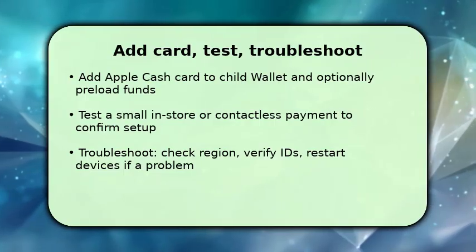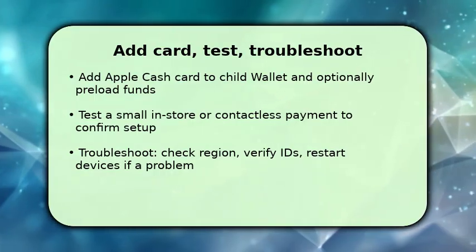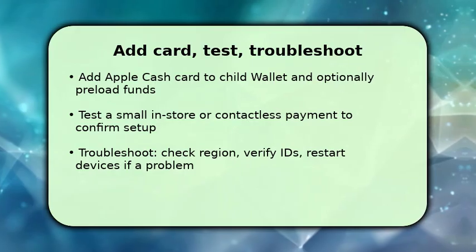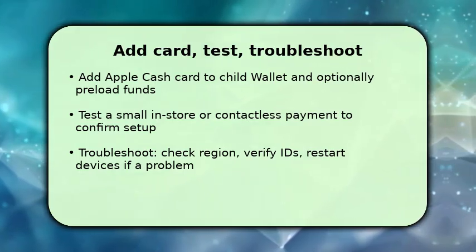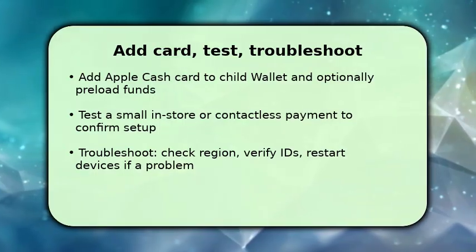Finish by adding the child's Apple Cash card to Wallet and testing a small transaction. Load a small amount from the organizer's payment method or bank to the Apple Cash balance, then try a low-value tap-to-pay or an App Store purchase to confirm approvals and limits work.